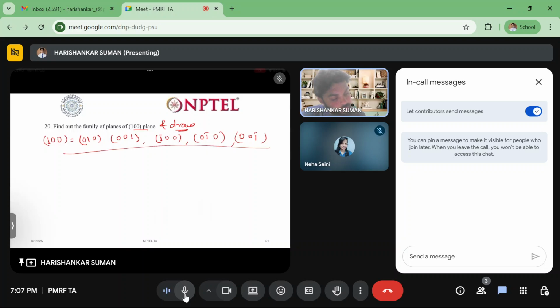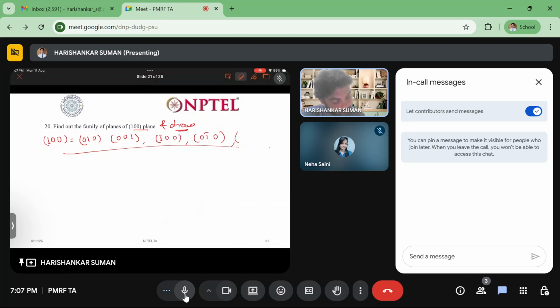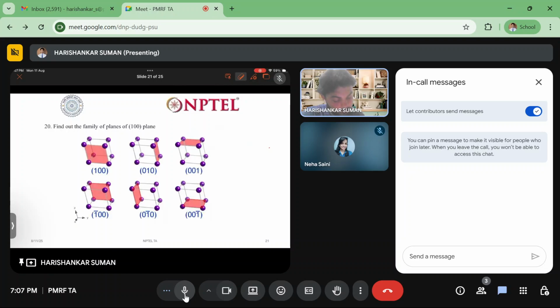How can you draw? Let's see. On the x-axis, cut at the x-axis, parallel to y and z. So this is x, y, and z. So this is the 1 0 0 plane.